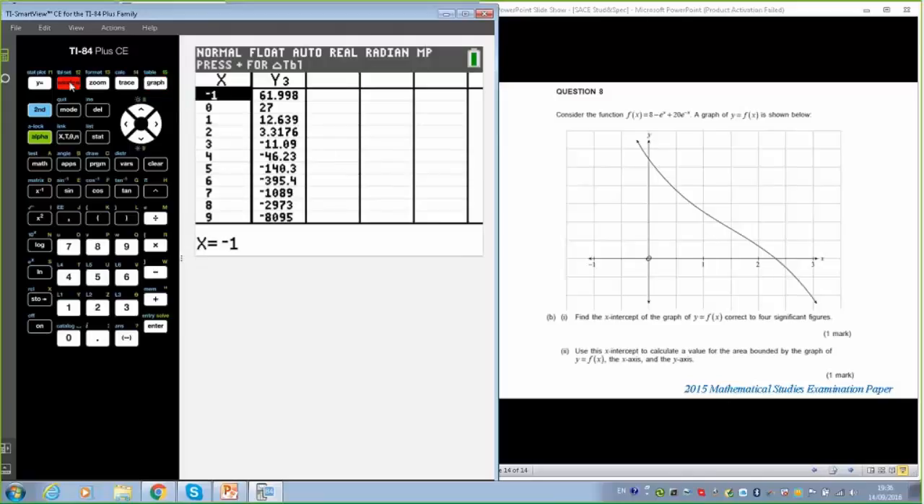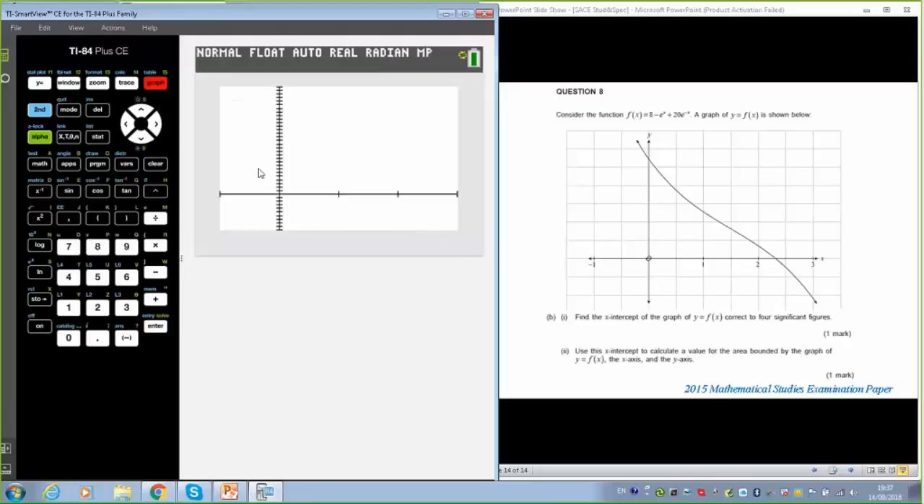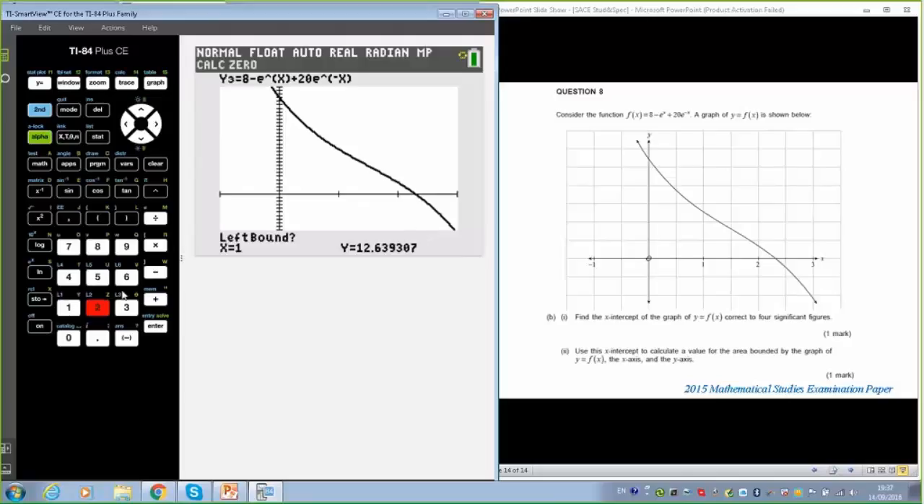Okay, so we'll go to window. We'll change our minimum to -10, our maximum to 30. I won't bother with the Y scale, there'll be lots of dashes, but it doesn't matter. There you go, that will do it. It asks for the x-intercept. Okay, so second calculate. We know that's a 0. We know that that is just after 2, so if we go somewhere between 2 and 2.5, that will tell us the value. That's there.